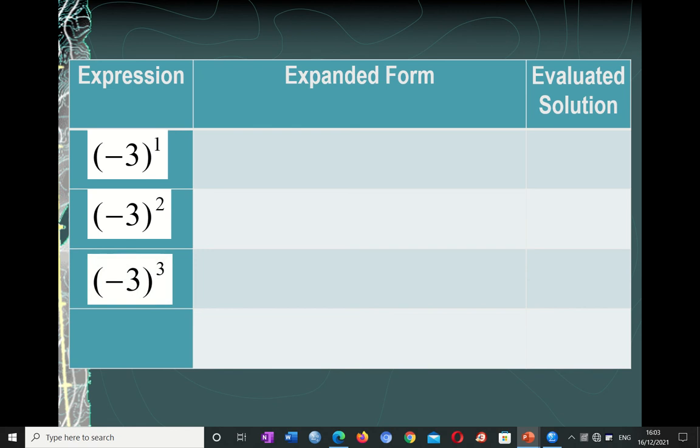Now, what is this number? Who is going to tell me what this is? Minus 3 to the power 1. What does it mean? Minus 3 itself. Anything to the power 1 is itself. So what is this? 9. It's plus, because I have brackets. This one, is it plus or minus?